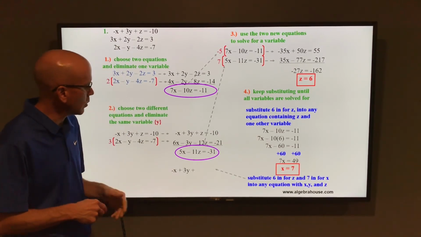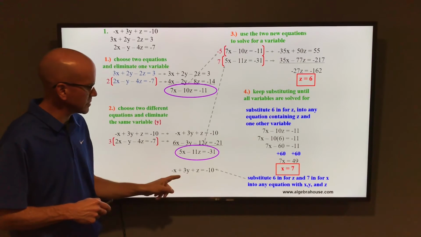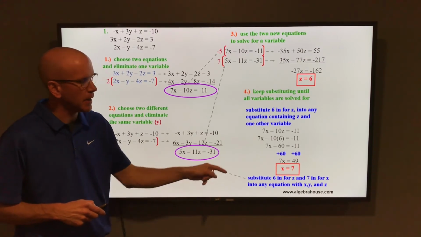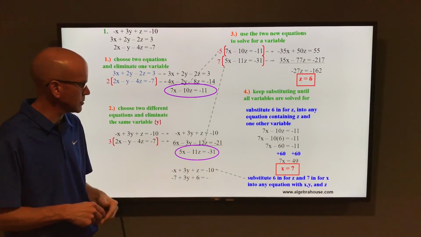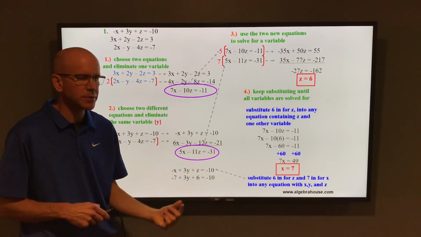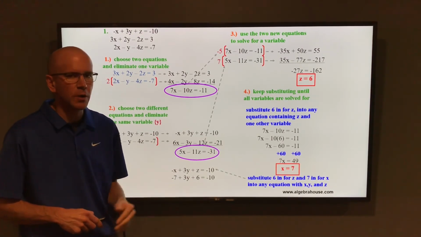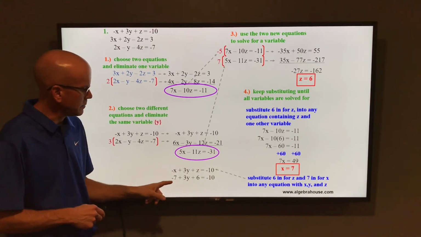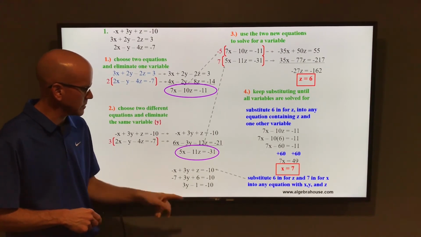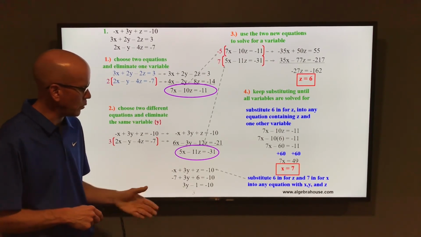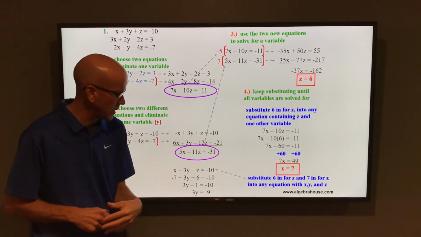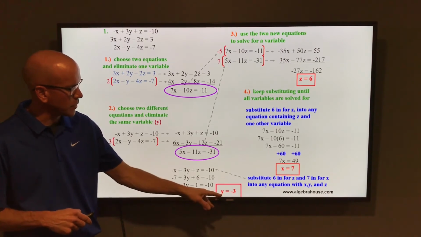I'm going to go with that first equation, negative x plus 3y plus z equals negative 10. I know that z is 6 and x is 7, so substitute those in. Put 7 in for x, 6 in for z, and then I can solve this equation for y. Combine the like terms, negative 7 and 6, it's negative 1, so 3y minus 1 equals negative 10. Add 1 to both sides, you have 3y equals negative 9, and then y is negative 3.